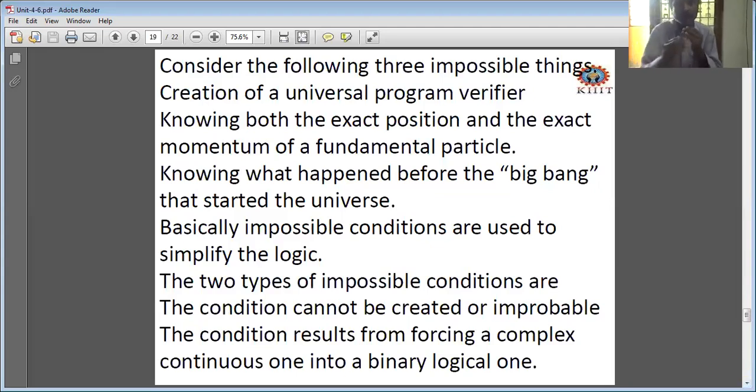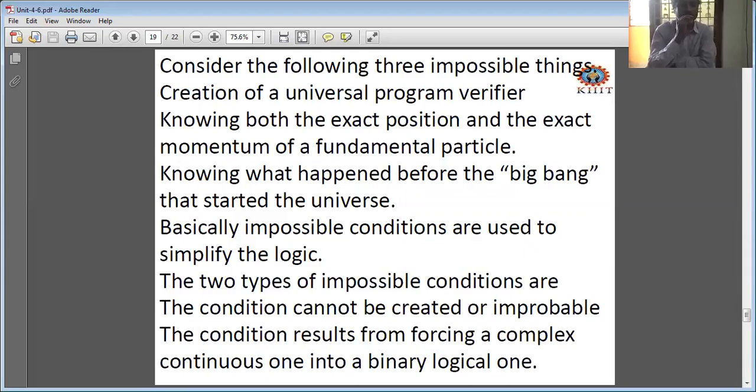Consider the following three possible things. Creation of a universal program, knowing both the exact position and the exact momentum of a fundamental particle. Knowing what happened before the Big Bang that started the universe. Basically, impossible conditions are used to support the logic.